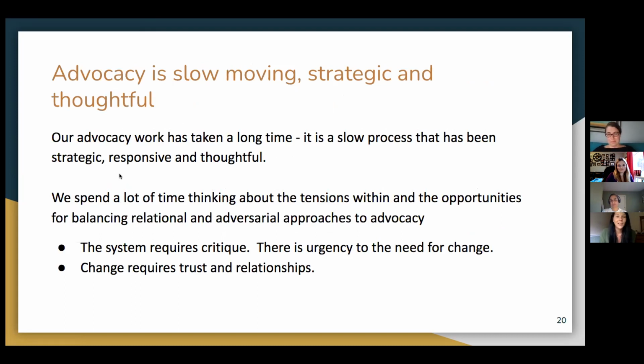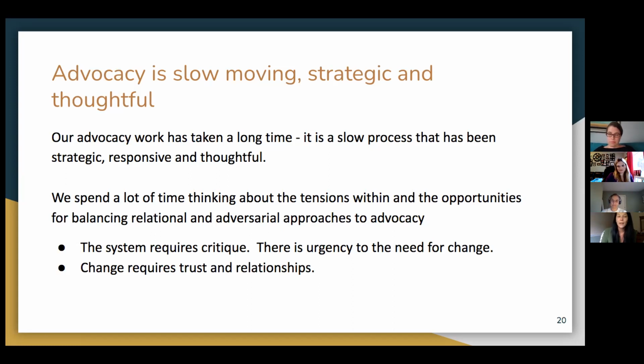Another key lesson that we learned is that advocacy is slow moving, strategic, and thoughtful. This was a particularly hard lesson for me to learn. I've spent about 8 years working frontline in the emergency shelter system, and it has been difficult to move at the pace that we're moving because the solution is so clear. Like, there needs to be the development of this kind of housing. It's been also difficult, working with the working group, who are largely frontline workers who are doing this work day in, day out, and also have this sense of urgency. But we've learned that it's a slow process, that it has to be strategic, it has to be responsive, and it has to be thoughtful.